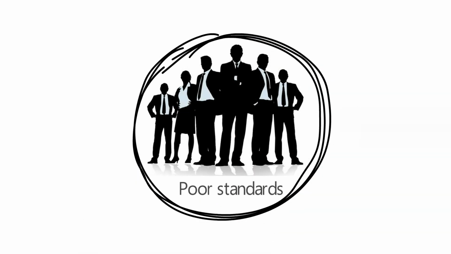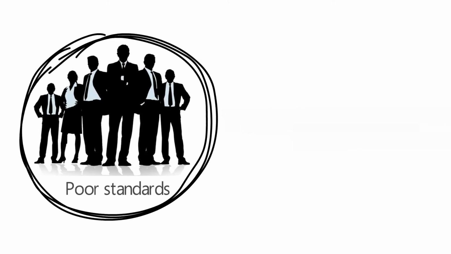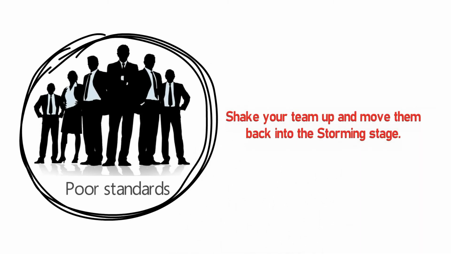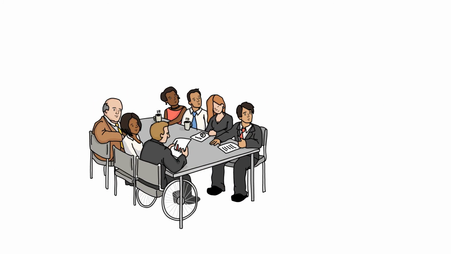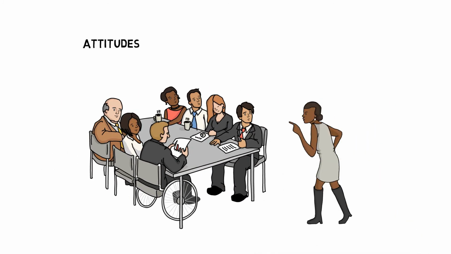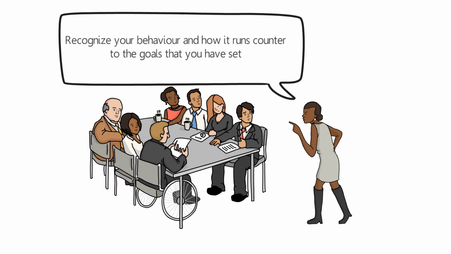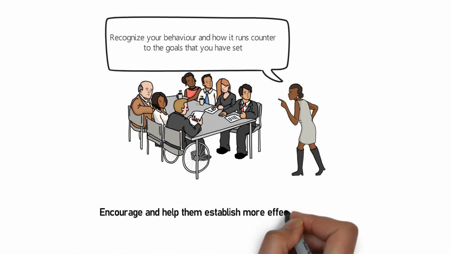In this situation, it is often best to intentionally shake your team up and move them back into the storming stage. This is where you can challenge their attitudes, work ethics and standards, because you recognize that they are actually hurting the team. Your goal is to get them to recognize their behavior, and how it runs counter to the goals that they have set. Then you need to encourage and help them establish more effective standards, or sometimes, impose more effective standards.